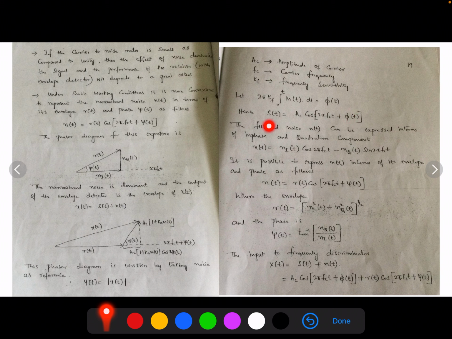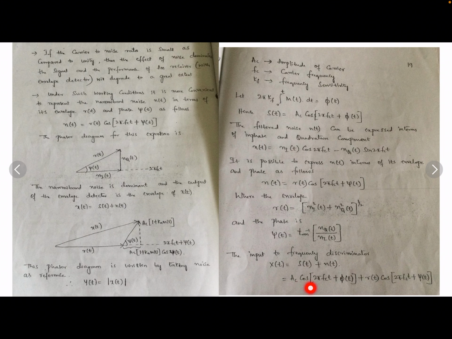So the simplified expression of S of t is S of t equal to AC into cos of 2 pi f ct plus psi of t. Now the noisy signal at the band pass filter is given by x of t is equal to S of t plus N of t. What is S of t? AC into cos of 2 pi f ct plus phi of t, plus, sorry, N of t. Just now we have derived N of t is equal to R of t into cos of 2 pi f ct plus psi of t.